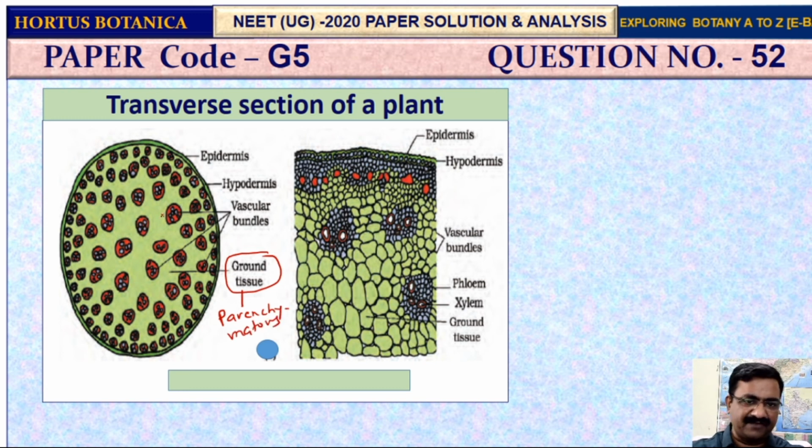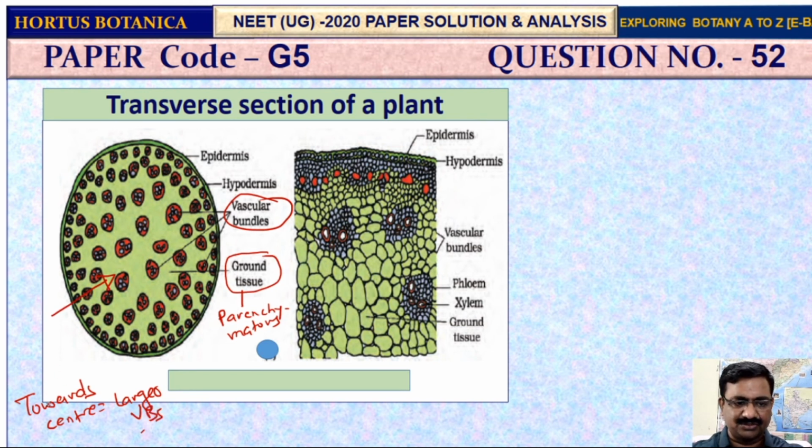right? Now we are finding these are the vascular bundles. See, what we are finding is that the vascular bundles towards the center are larger. So as you go from the periphery to the center, you find larger vascular bundles. That means at the peripheral region you will find smaller vascular bundles, while in the central region you will find larger vascular bundles. So these are also scattered throughout.